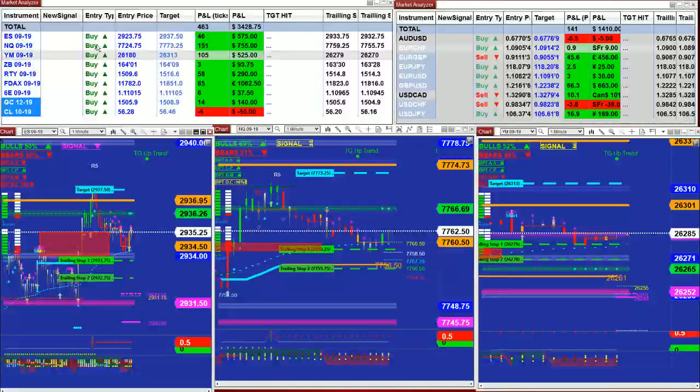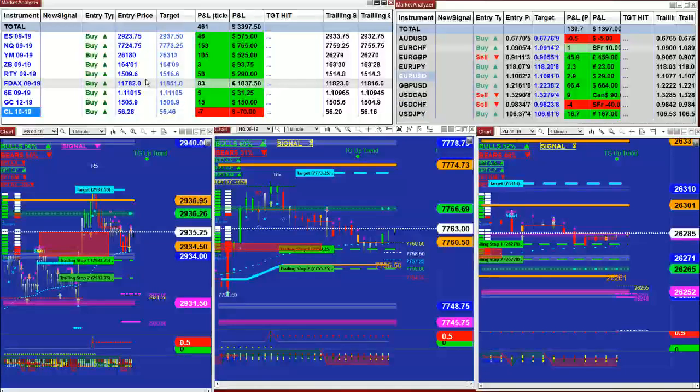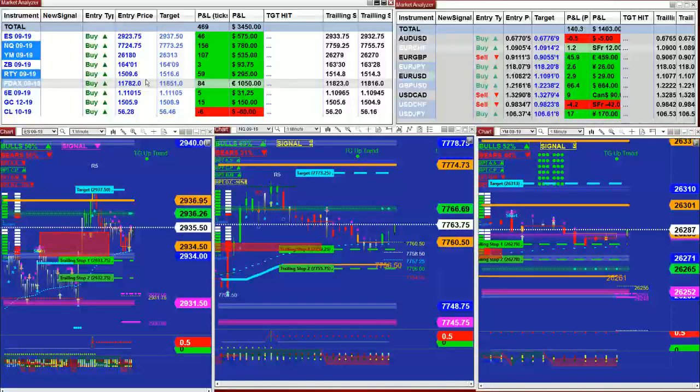On the Nasdaq, we had an earlier buy today at 7724.75 and then target 7773.25, nailed 153 ticks earlier today. And this market analyzer is based on one contract and 1 minute only.